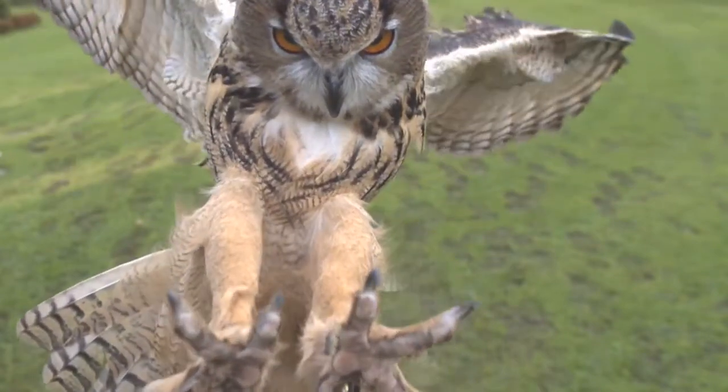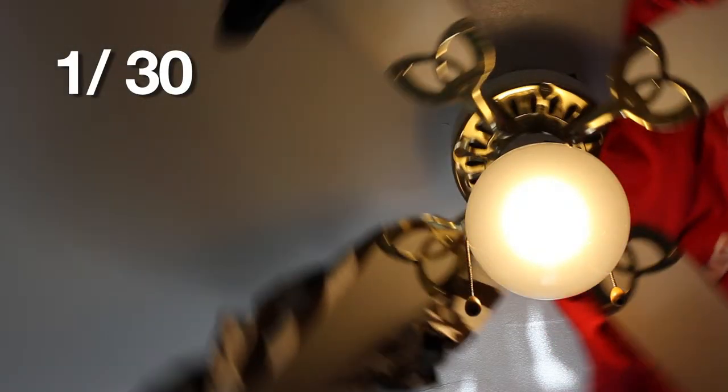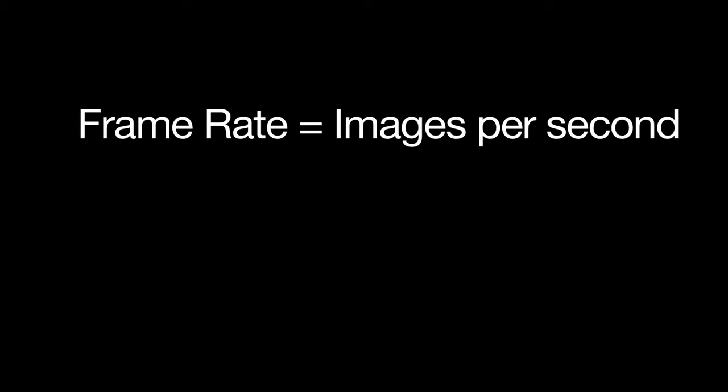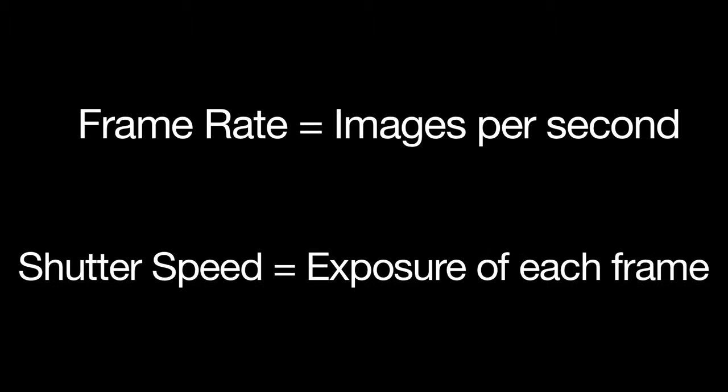In the case of our second fan shot, each of the 30 frames captured every second is being exposed for a full 1/30th of a second, and that's what causes the motion blur in each individual frame. So, frame rates are set and determine how many images are taken each second, and shutter speed determines the length of exposure for each of those individual frames.